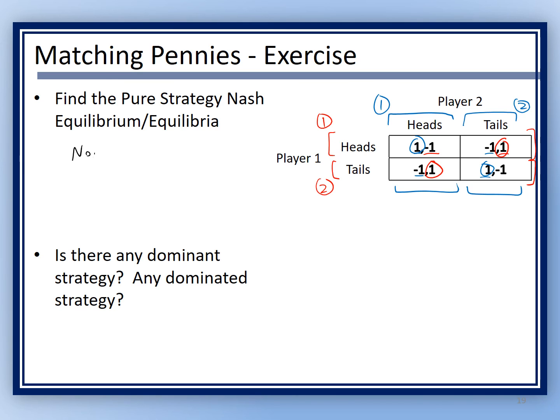So as you see, there's no single cell with circles around all its numbers. So there is no pure strategy Nash equilibrium. So it's hard to go through. No dominating strategy either. Basically you're looking for lines with no circles or lines with all circles, and in this case there are none. There are no lines with all circles, and there are no lines with no circles. Basically, that's what you're looking for.